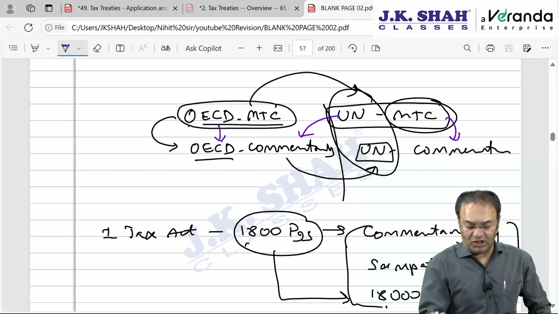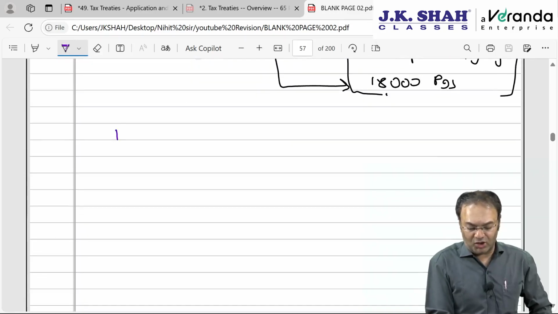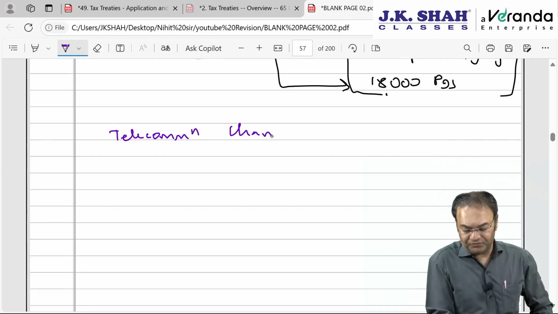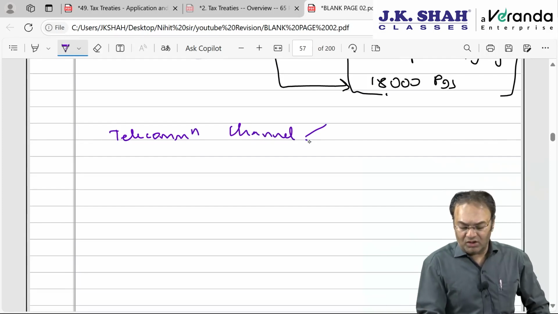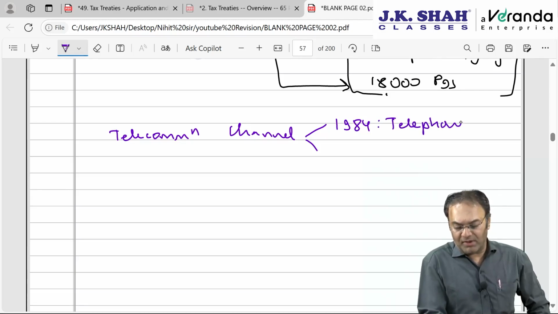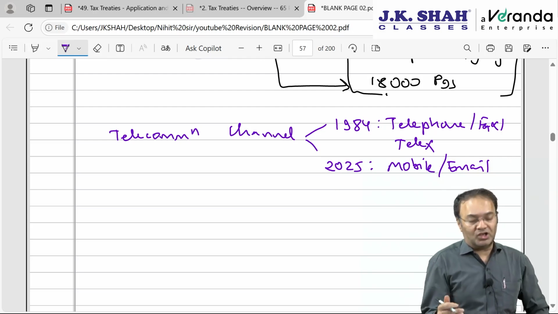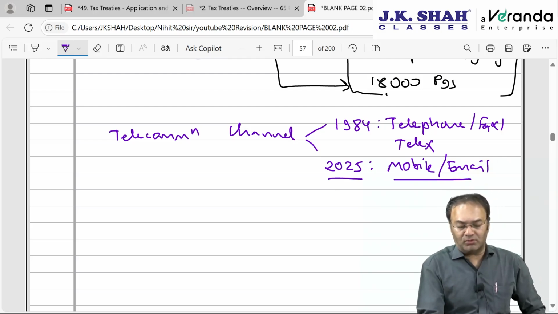For example, in the treaty, somewhere they have used the word telecommunication channel. In 1984, when the agreement was entered into, telecommunication channel used to mean telephone, landline, or at the max fax or telex. But in 2025, it would include mobile also, and social media also, and email also, and internet also, and God knows what other things. So in such a situation, whether the modern meaning should be adopted.